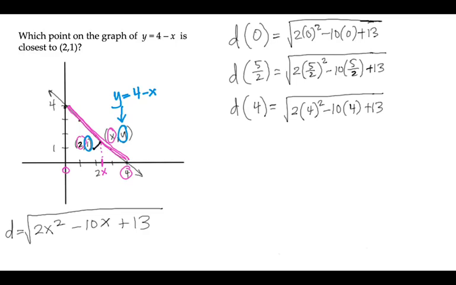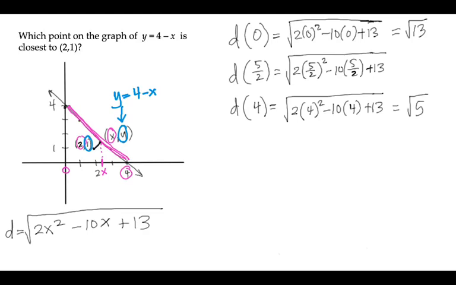So we just need to figure out what those are. That one's pretty easy. That one gives me the square root of 13. The bottom one is also going to be easier than the middle one because it doesn't have fractions in it. This one gives me 2 times 16, which is 32, minus 40, which would be negative 8, plus 13, which would give me 5. So that one gives me a distance of the square root of 5.